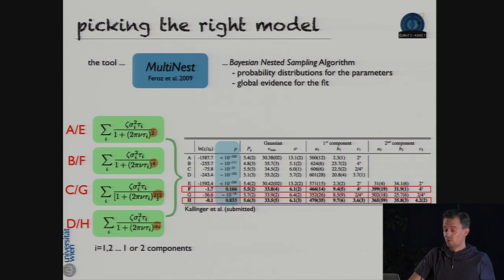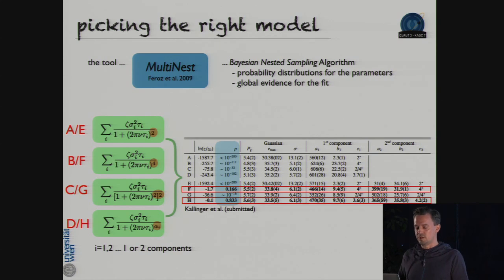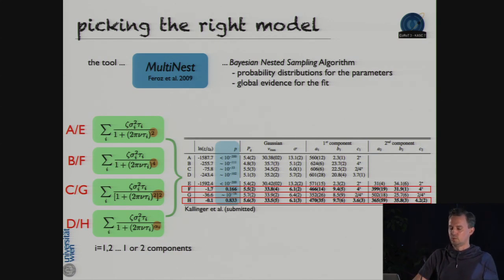So what does MultiNest do? You plug in some model you want to fit to some observations, and the algorithm provides you with the probability distributions of the parameters, and it also gives you a global evidence for this model. And this evidence is correctly normalized, so you can immediately compare the evidence of a model to the evidence of another model. And that's what we did for our granulation models.